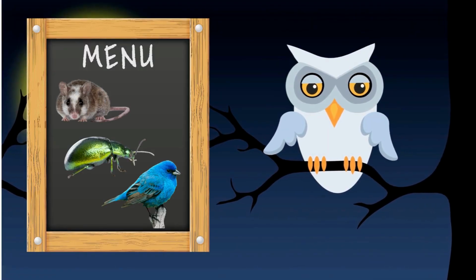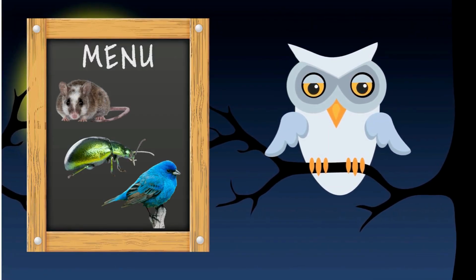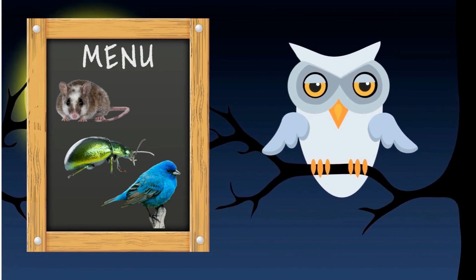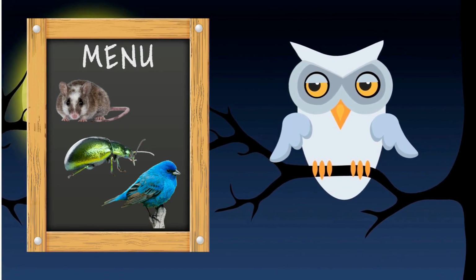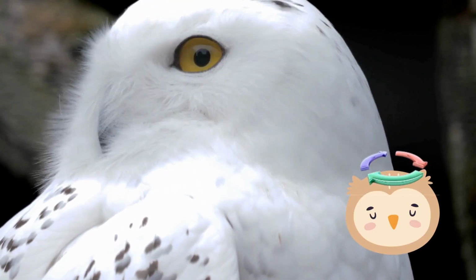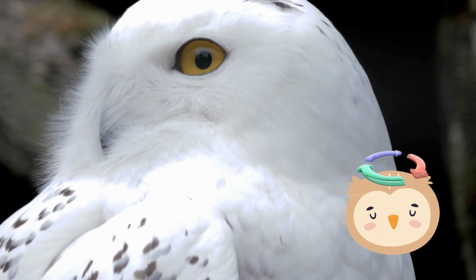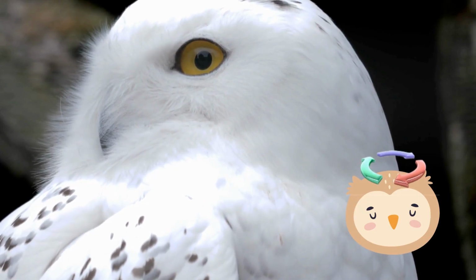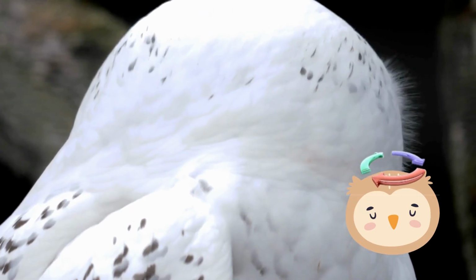Owls are mostly nocturnal, which means they are active at night and hunt for food like mice, insects, and even small birds. One interesting behavior about owls is that they can turn their heads almost all the way around to look for prey without moving their bodies.